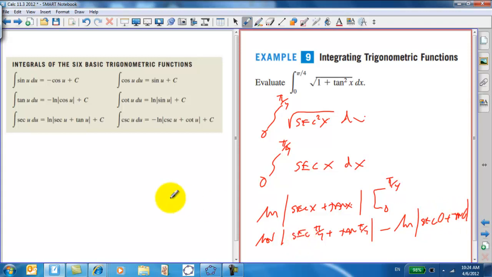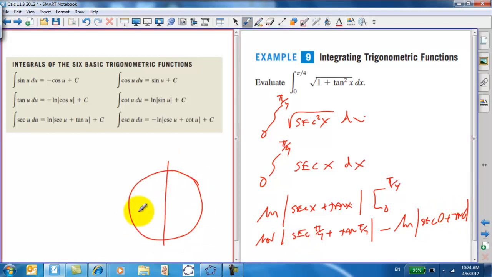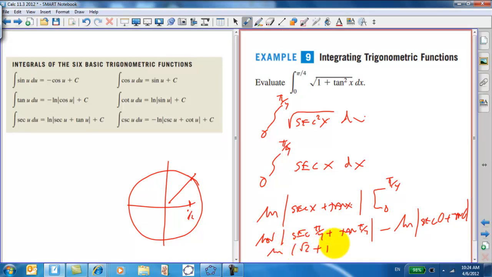Secant of pi over 4, let's use our unit circle here. At pi over 4, the cosine is 1 over square root of 2, so the secant is square root of 2, so it's a natural log of the square root of 2. Tan pi over 4 is 1. Minus the natural log of the secant of 0, the cosine at 0 is 1, so the secant's 1. Plus the tangent of 0, which is 0. Now natural log of 1 is 0, so we end up with just the natural log of 1 plus the square root of 2 for our exact answer.